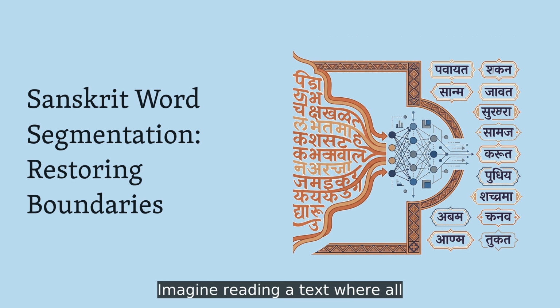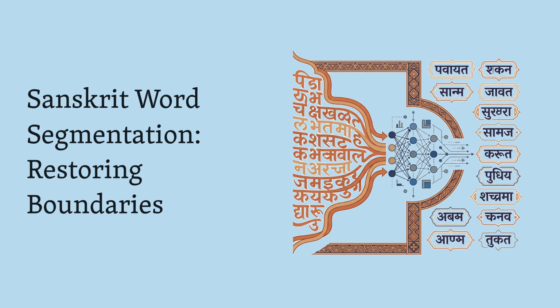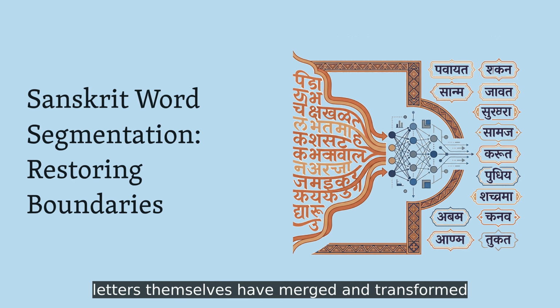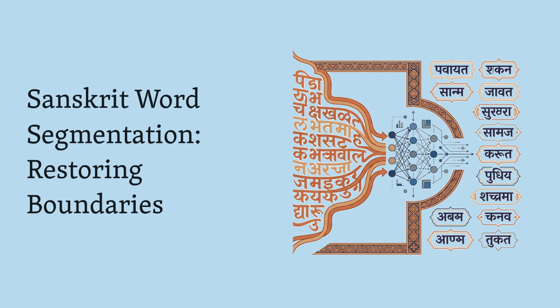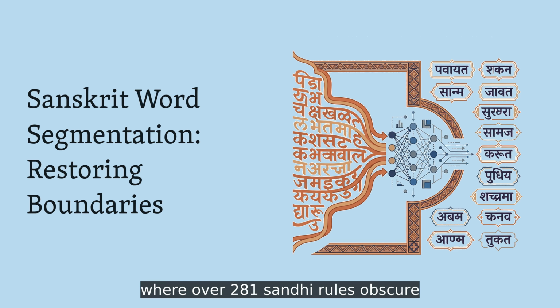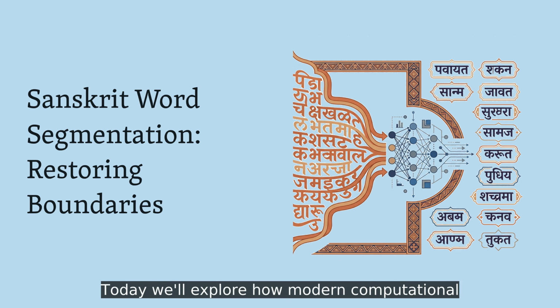Imagine reading a text where all the spaces have vanished and the letters themselves have merged and transformed according to complex phonological rules. This is the daily reality of Sanskrit, where over 281 sandhi rules obscure word boundaries, turning what should be distinct words into seamless phonetic streams. Today, we'll explore how modern computational methods are solving this ancient puzzle.